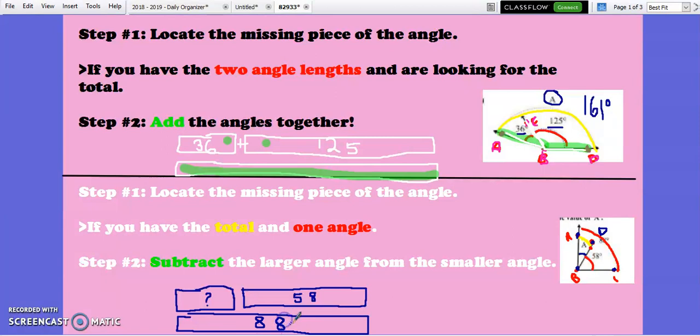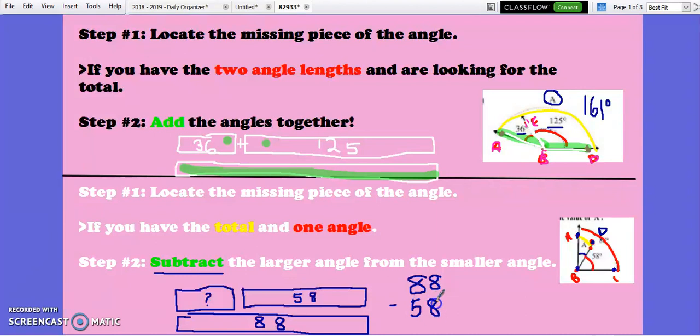My two pieces of information tell me that I'm missing a part. That part is right here. And you can see in the directions that when you are missing one angle, but you have the total, you're going to subtract. In this case, I take 88.